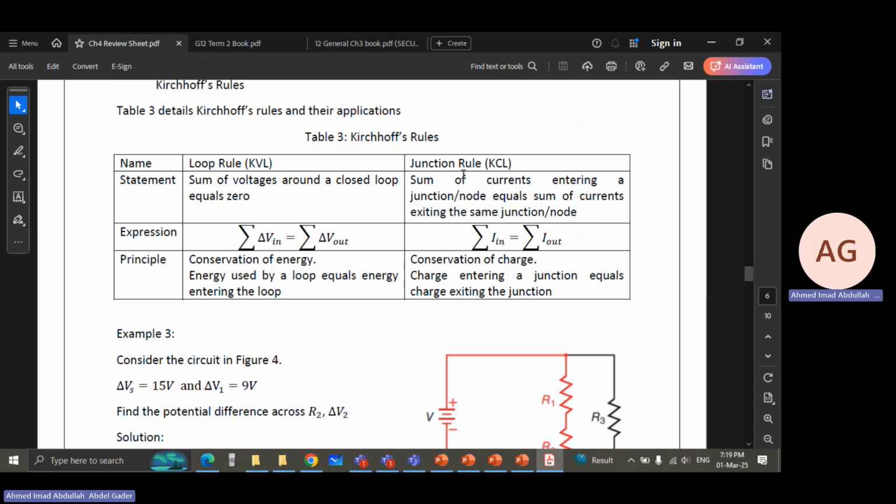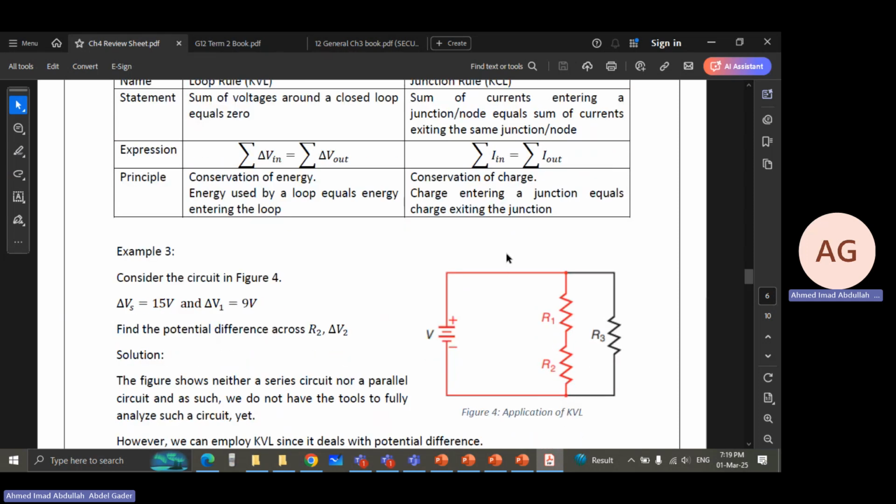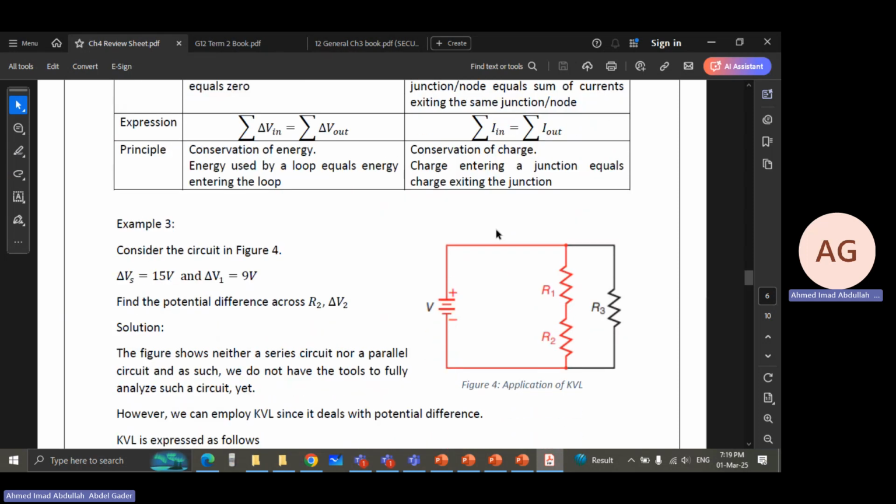And as for KCL, Kirchhoff current law, it is based on the conservation of charge. So the current entering into a junction equals the current leaving that junction.